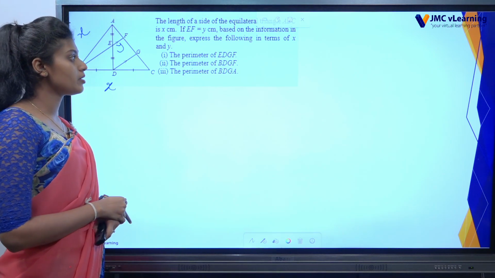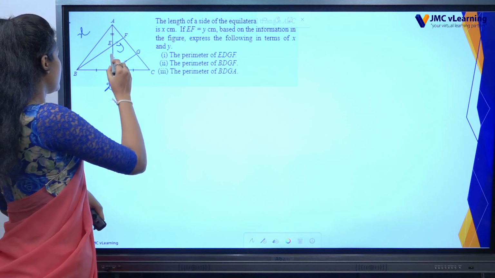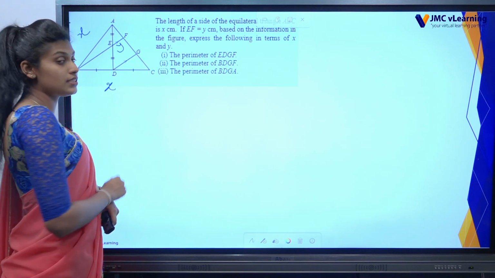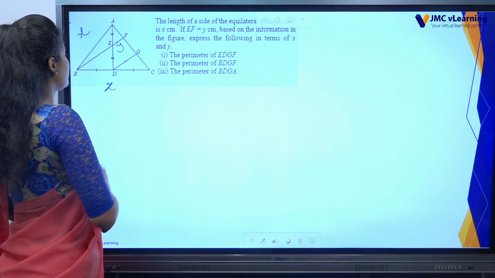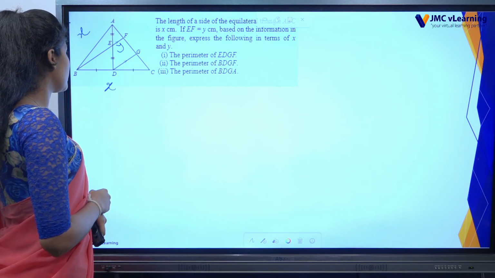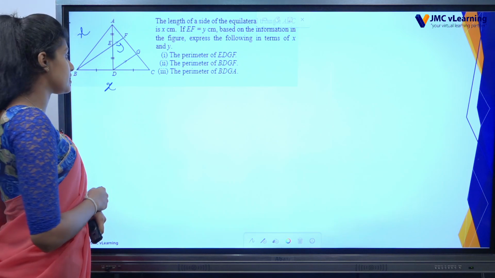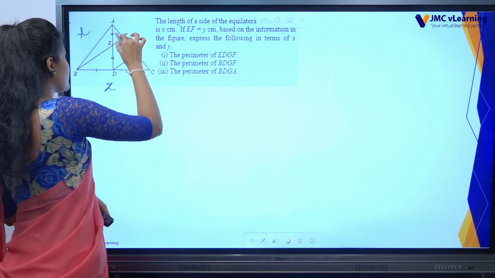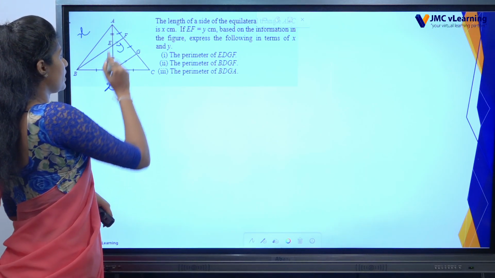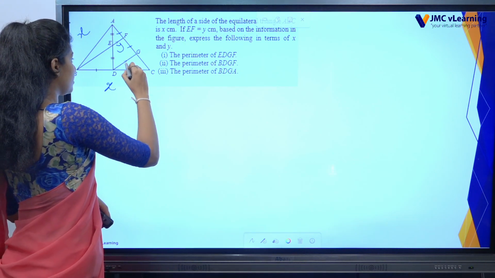First, you have to find the perimeter of EDGF. Then how can you find it? Here, in this ADG triangle, EF is the line that is going through the midpoint. Why is that? Here AE is equal to ED and EF is parallel to DG. So, these two lines are equal in length. So, here F is the midpoint. That means the length of DG is 2y.